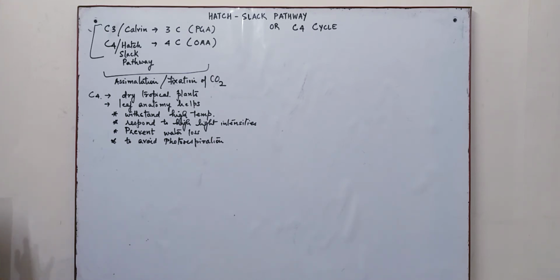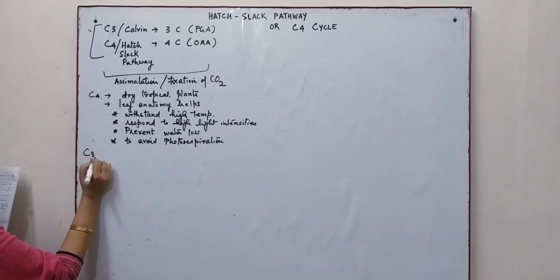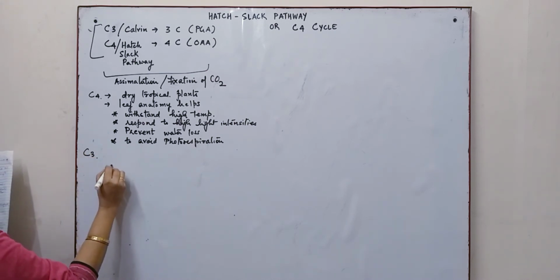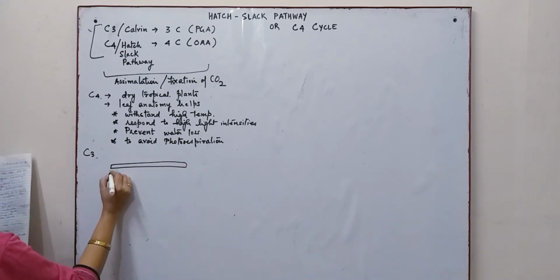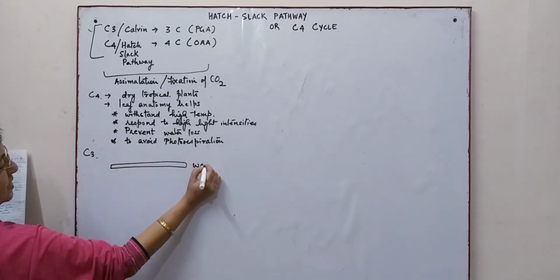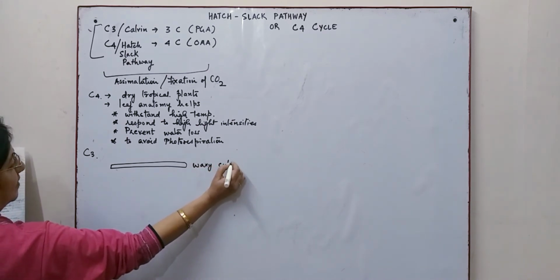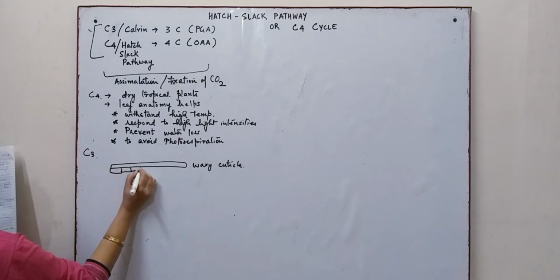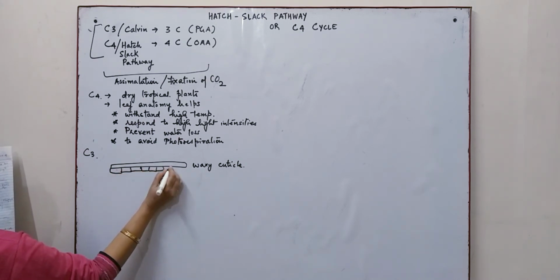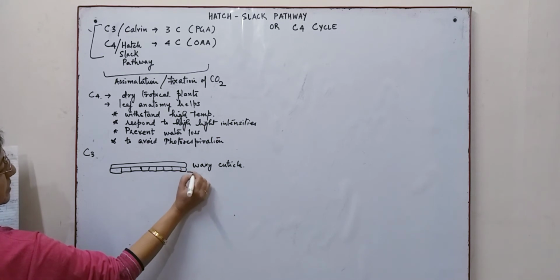Now, let us compare the leaf anatomy of C3 plants with that of C4 plants. C3 plants first. This is the structure: this is the waxy cuticle, followed by the upper epidermis. So this is the upper epidermis.